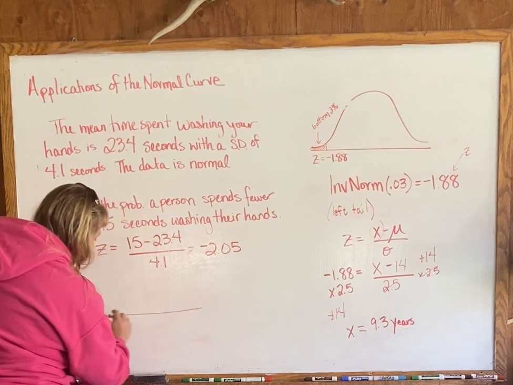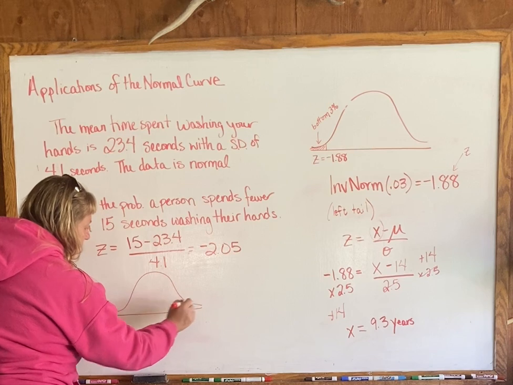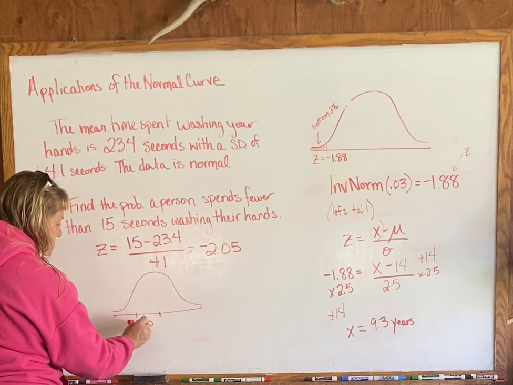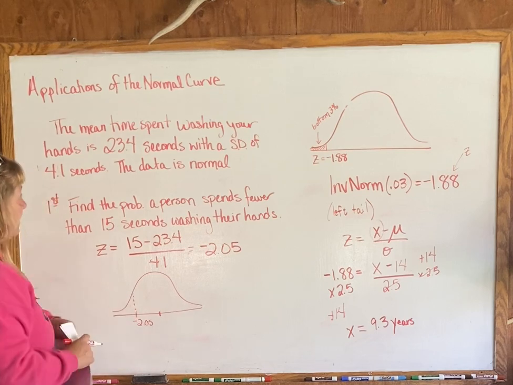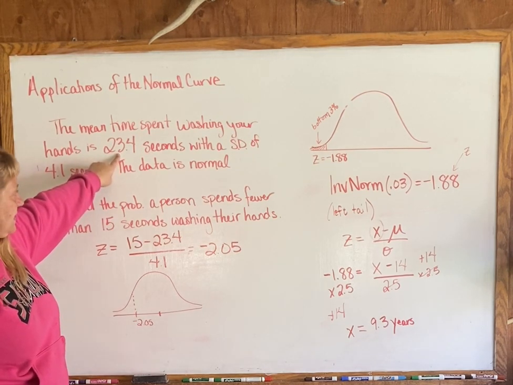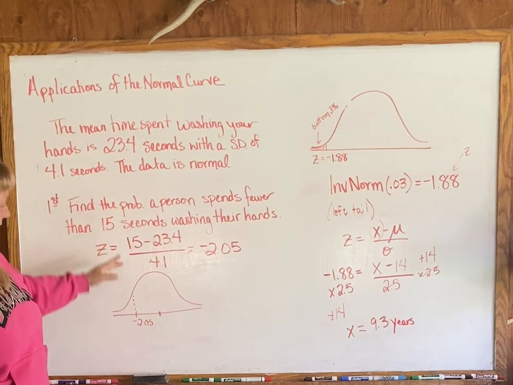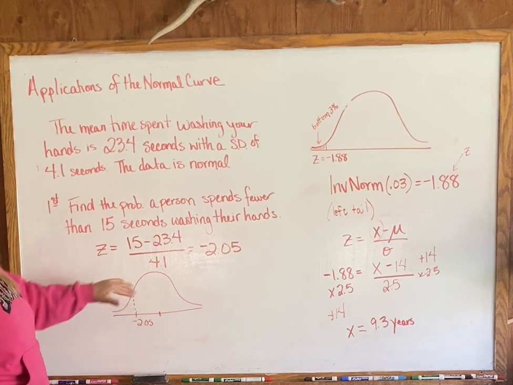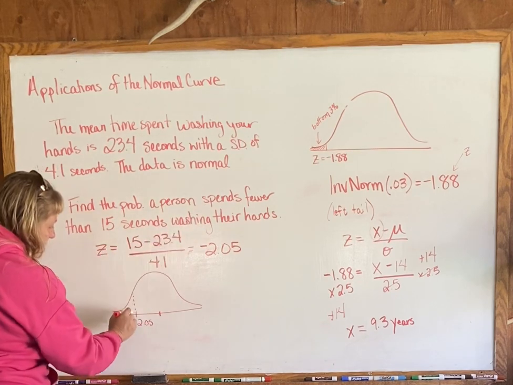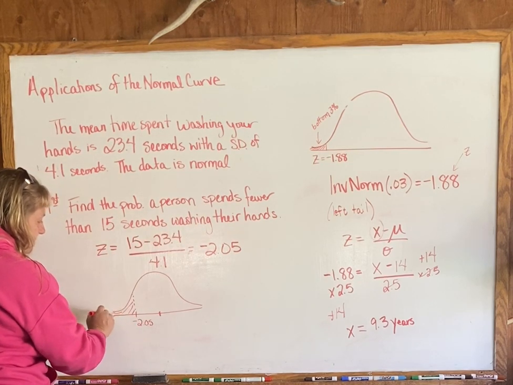Okay, then remember we can draw our graph just to make sure we see what's going on. So a negative 2.05 is over on this side. And think about that for a second. This is the middle, right? 23.4 seconds is in the middle. 15 is definitely less than. So does it make sense that we're on this side of the graph? And we want to go even fewer, so we're shading this way.